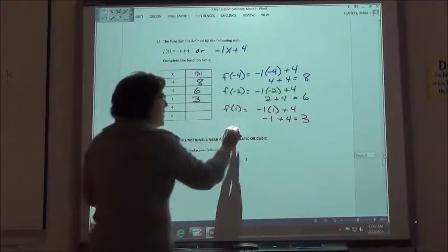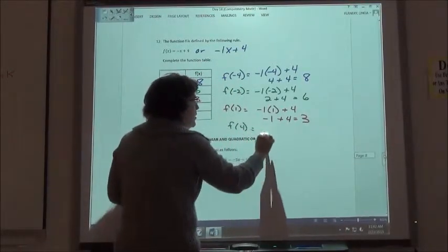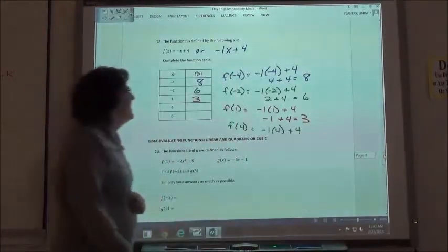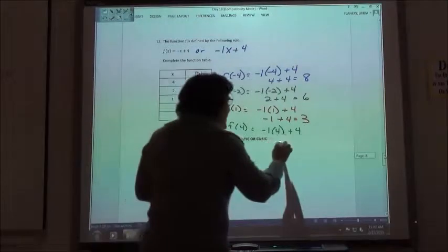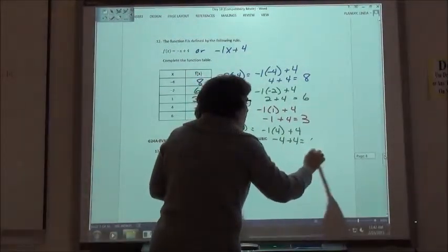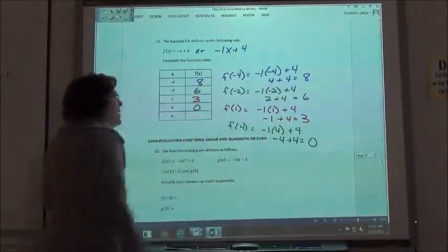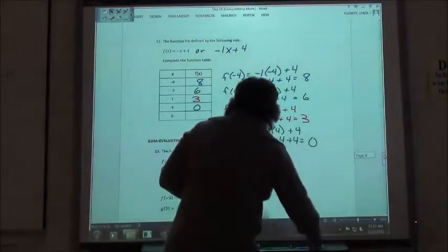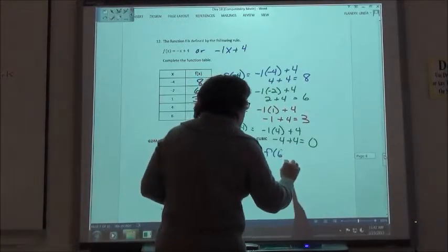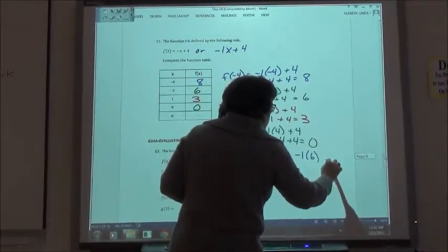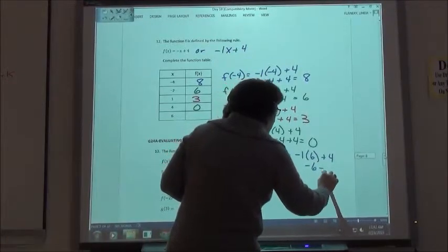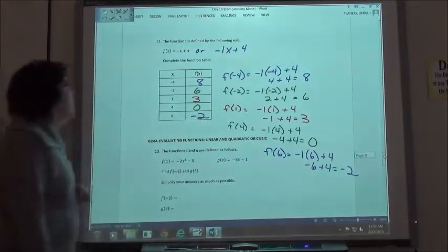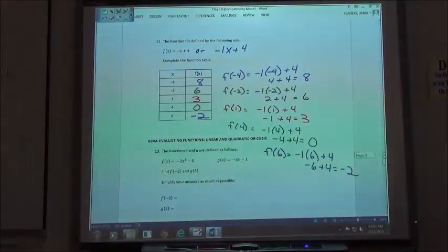Then I have to put a 4 in there. F of 4 means I'm going to do negative 1 times 4 plus 4. So negative 1 times 4 is negative 4, and negative 4 plus a 4 is 0. And then my last one, I'm going to put a 6 in there. So f of 6 means I'm going to do negative 1 times 6 plus 4. Negative 6 plus 4 is negative 2. So I have 8, 6, 3, 0, and negative 2.